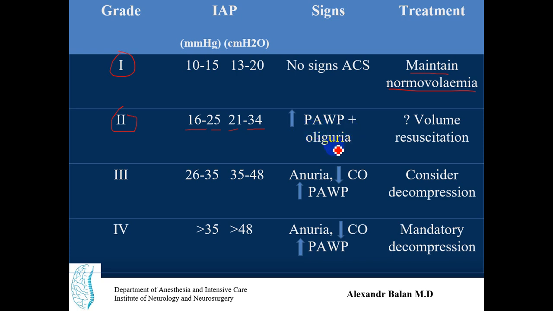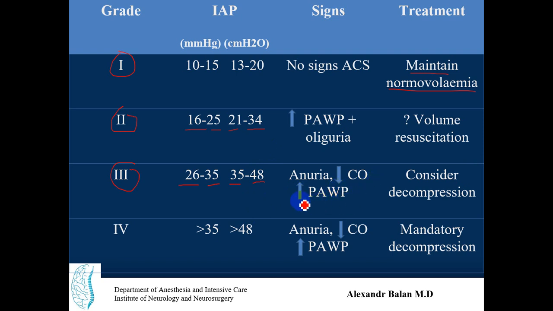And you see some signs of increased pulmonary artery wedge pressure and oliguria, and volume resuscitation is the likely treatment. At grade 3 you see 26 to 35 millimeters of mercury if it is measured by manometer, and 35 to 48 if it is measured by column of water or column of the solution that is introduced. Normal saline or water usually.